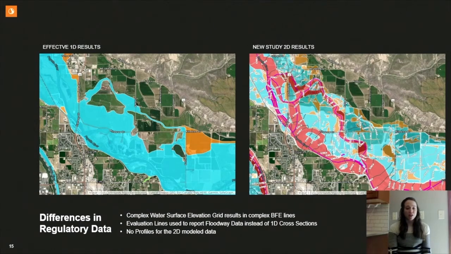In the 1D model, cross-sections are also used to report details of the floodway analysis. As discussed earlier, this data is captured in the 2D model through evaluation lines. Evaluation lines need to be selected so that they cross only one profile baseline, span the entire width of the floodplain, have a spacing which corresponds to the panel scale, and are relatively straight so that the reported values accurately represent the floodway analysis. Once they have been selected, the evaluation lines are then used to generate the data that makes up the floodway data table found in the flood insurance study report. Another large difference is that profiles are not required for 2D model data.